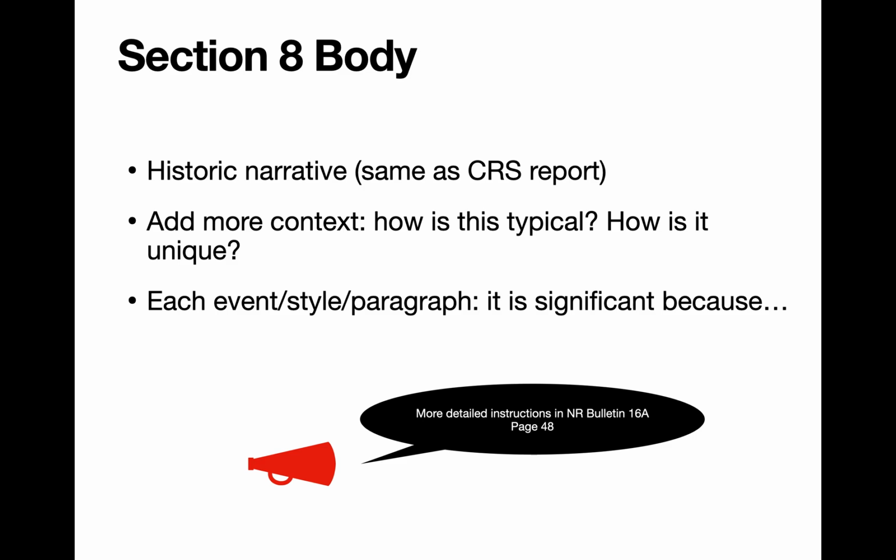Again, there are more details about this in NR Bulletin 16A on page 48. You should take a look, especially if you get stuck. Again, though, I want to re-emphasize that Section 7 and 8, yes, they're the meat of this hamburger of the NR nomination, but you already have the ingredients, right? You already have done the analysis. You already have done the history. What you're doing now is rephrasing it to follow the NR rules.